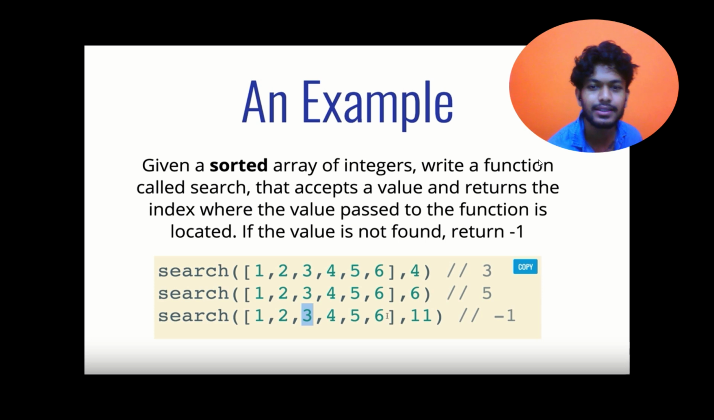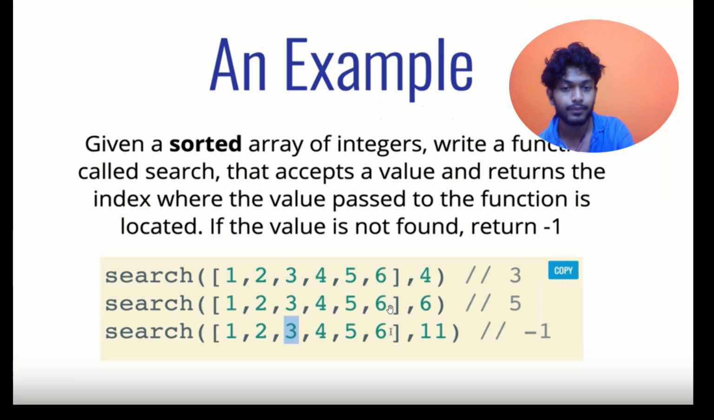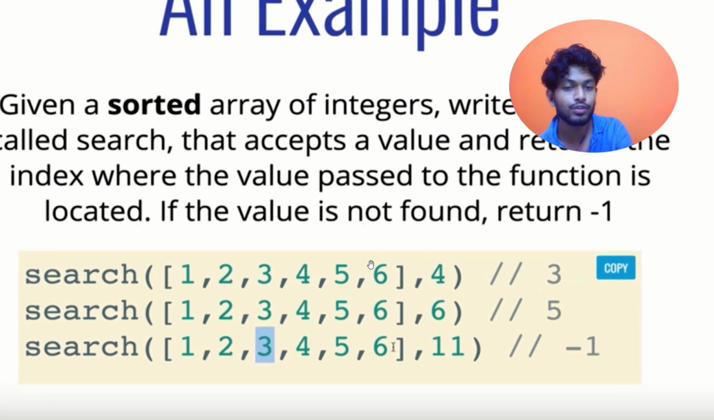So what it basically does, for example, here you are giving n as 4 and you need to search where n is present. Yes, n is present here. And what is the index or position at which n is present in the array? So 1 is at 0, 2 is at 1, 3 is at 2, 4 is at 3. So the array index of 4 is 3, so it should return 3.